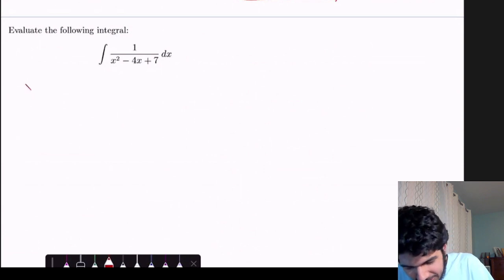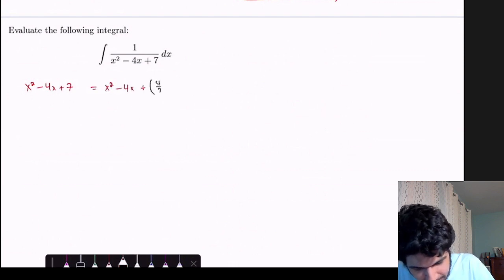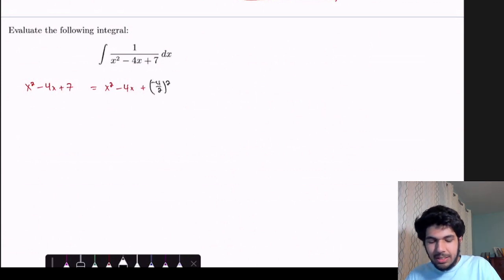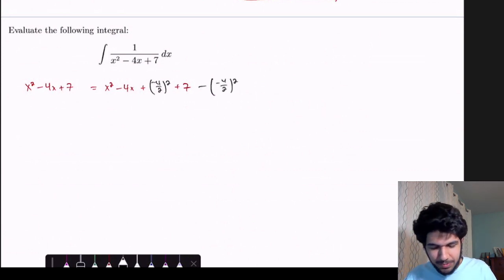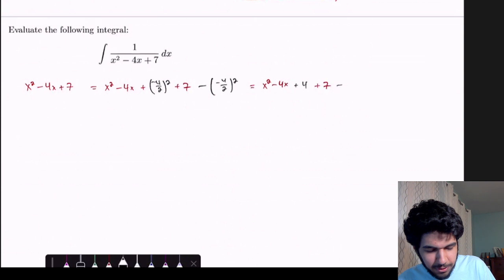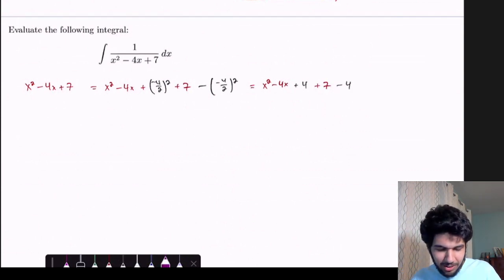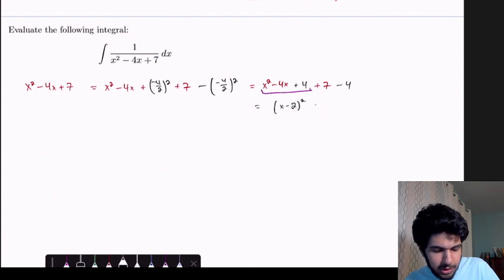So if we have x squared minus 4x plus 7, that's the same thing as x squared minus 4x plus (4 divided by 2) squared, plus 7, and then we'll subtract off that (minus 4 over 2) squared. So this is going back to completing the square. This is equal to x squared minus 4x plus 4, then plus 7, and then we subtract off the 4. So we're adding 0 to our equation. But we see now that this can be factored into x minus 2 squared.